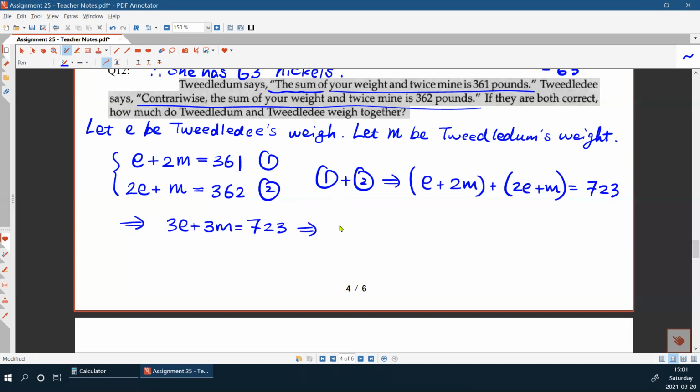Okay, so note that you can use distributive laws to put the 3 in front, and this will give you 3 times the sum of E and M equals 723. Okay, so that means we solved the sum of E and M, which is 723 divided by 3, which is 241, right?